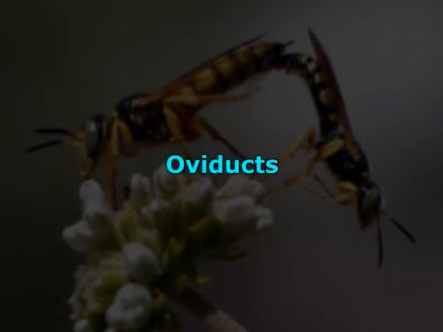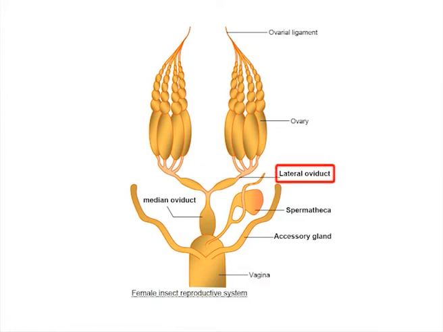Oviducts. The eggs are discharged into the lateral oviducts. Lateral oviducts. The proximal end of the ovarioles of each ovary join to form a lateral oviduct on each side. The wall of the oviduct is glandular and muscular. Median oviduct. 2 lateral oviducts combine to form a median oviduct.